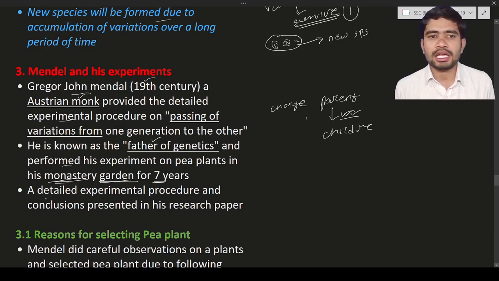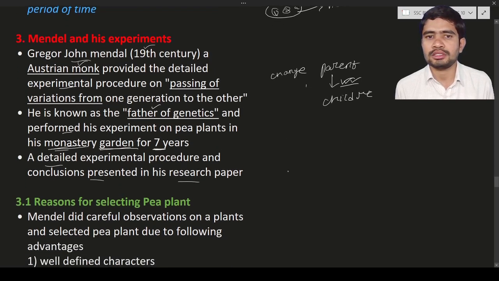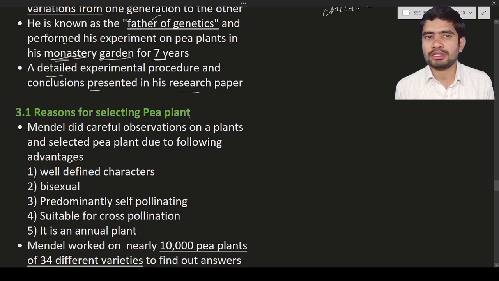Next, a detailed experimental procedure and conclusions were presented in his research paper. Whatever work he did, he wrote in his research paper and published it. Publish is nothing but that we can see or read it, so that is nothing but publishing a research paper. Okay, so next, there is another question.